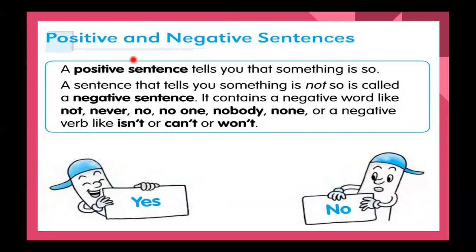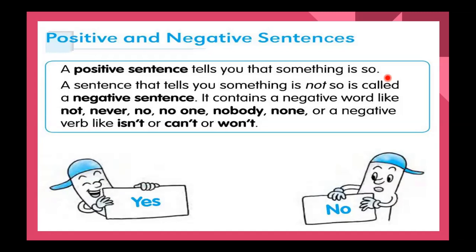A positive sentence tells you that something is so. For example, I am telling that she is having her breakfast. यानी कि आप कह रहे हैं कि वो खाना खा रही है. So the positive sentence tells us that something is so. कोई चीज कैसी है वो बताता है.